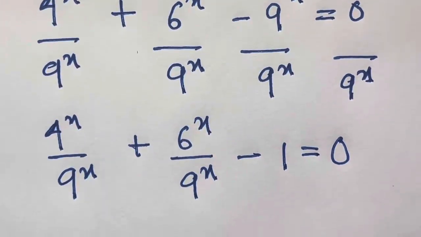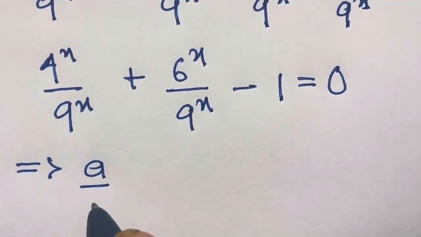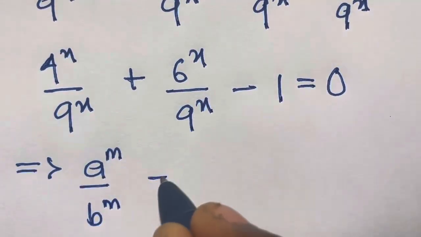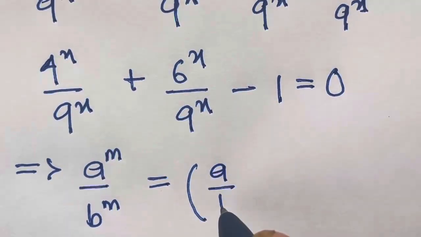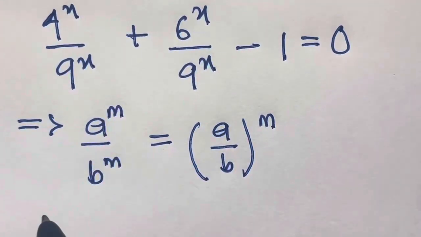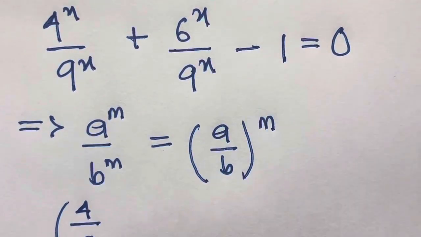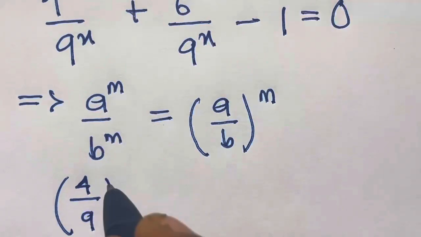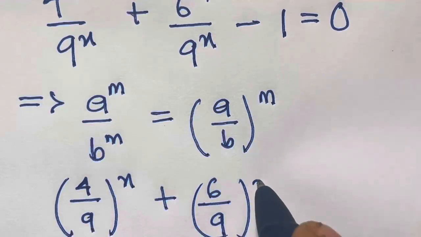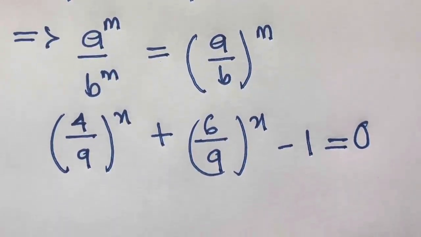equals 0. So let's recall that if we have a raised to power m divided by b raised to power m, this is equal to a divided by b raised to power m, right? So applying that to this, we have 4 divided by 9 raised to power x plus 6 divided by 9 raised to power x minus 1 equals 0, right?